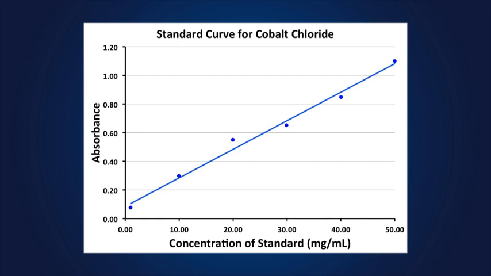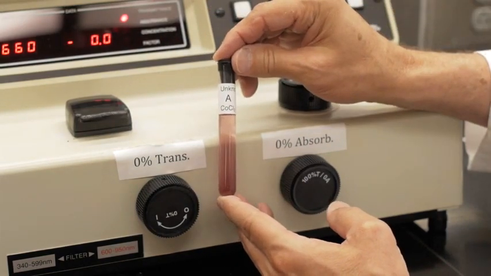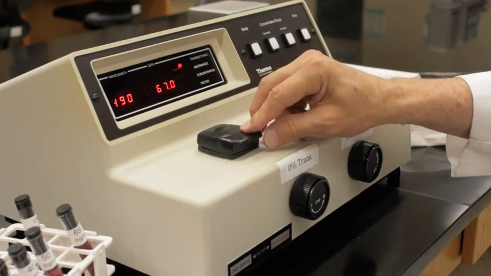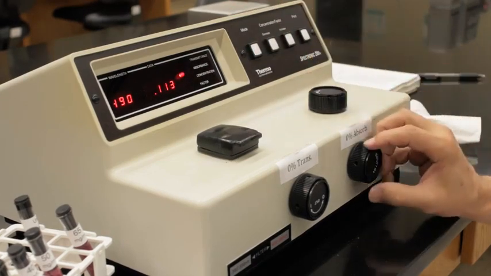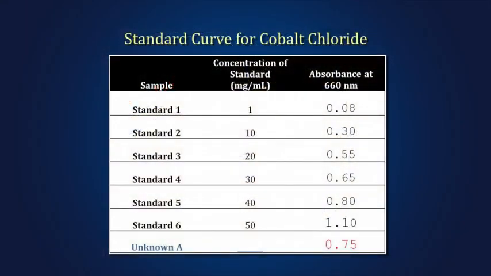Now let's use the standard curve to determine the concentration of the unknown solution of cobalt chloride. Here's how. Obtain your unknown solution as well as the solvent blank from your instructor. Calibrate the spectrophotometer to 0 with the blank. And then measure the absorbance of your unknown solution at the same wavelength at which you constructed your standard curve. For unknown A, the absorbance value was 0.75. Record in your lab notes the absorbance value for this unknown solution.